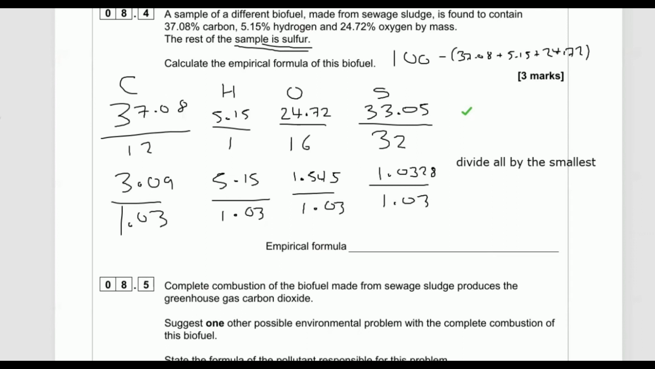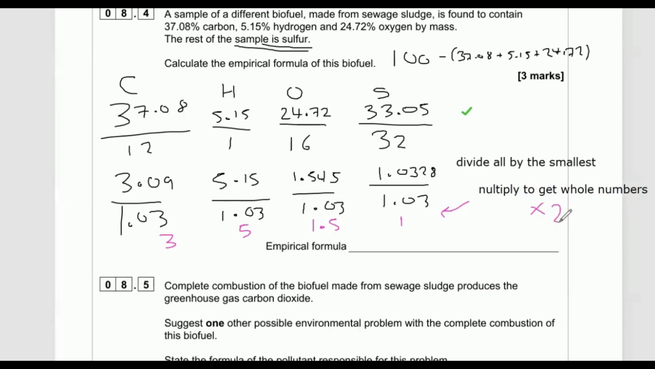And then my answers here, I'm going to do in another color. This is all getting a bit confusing. So this is going to be 3, 5, 1.5, and 1. So what I need to do now is multiply to get whole numbers. So I'm going to multiply.